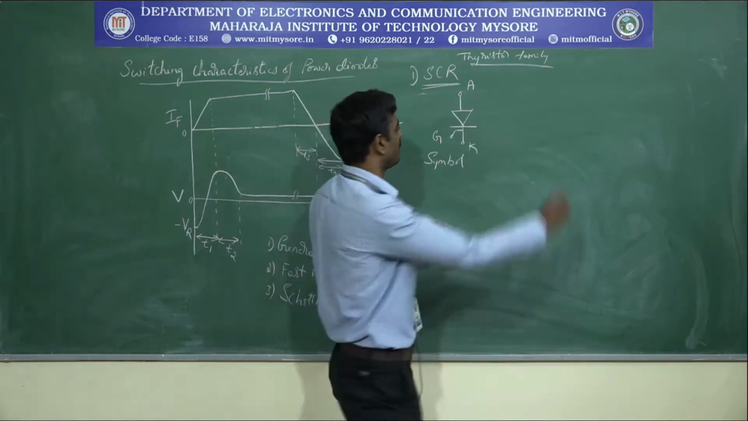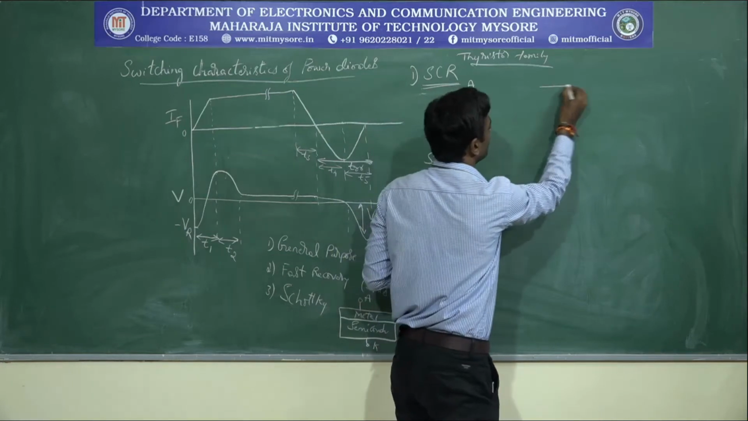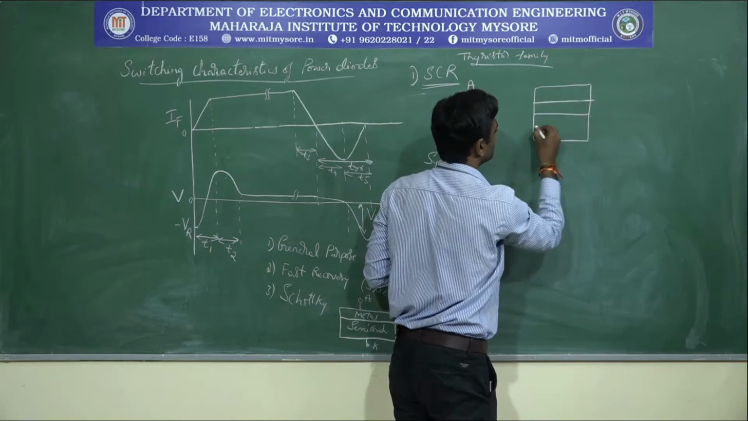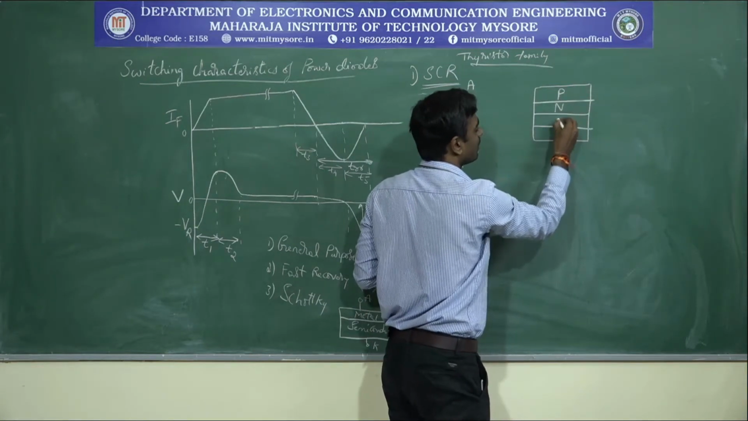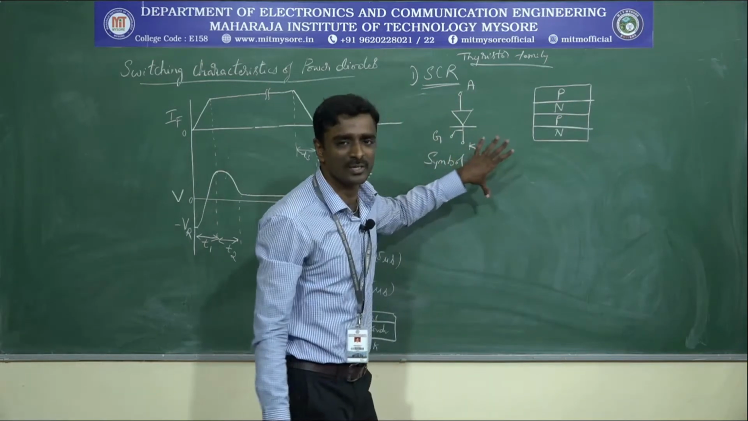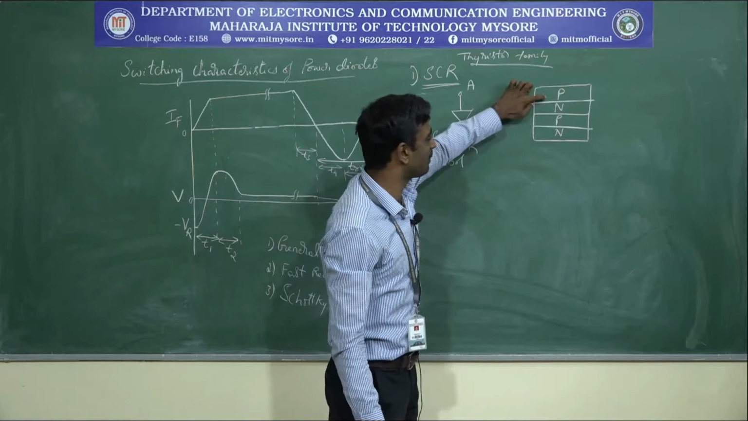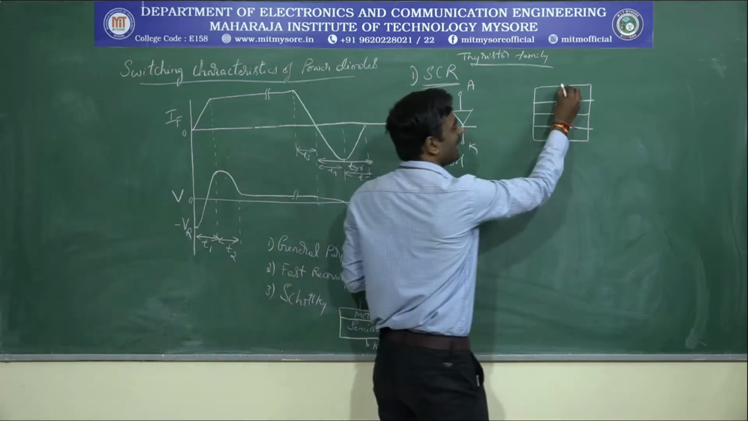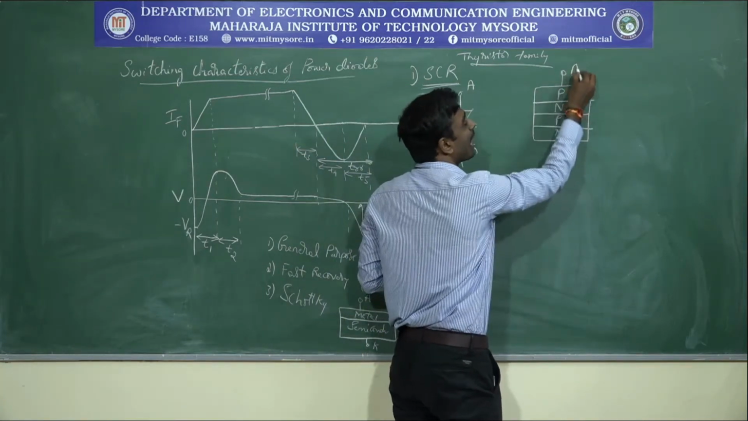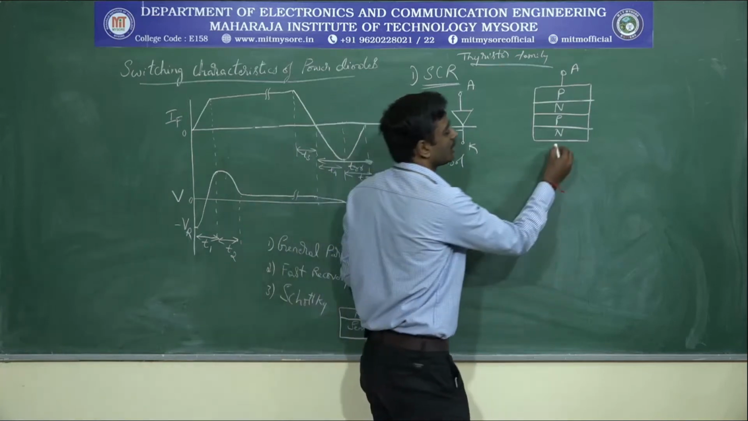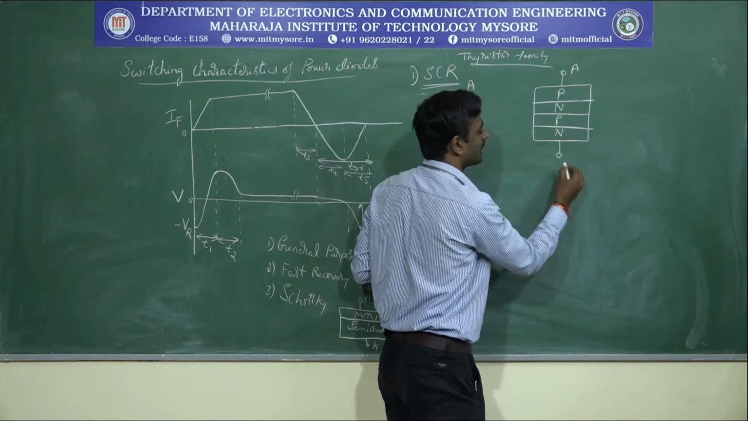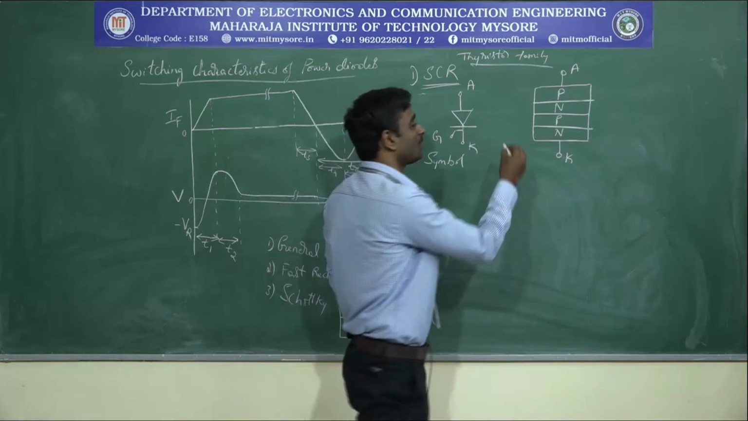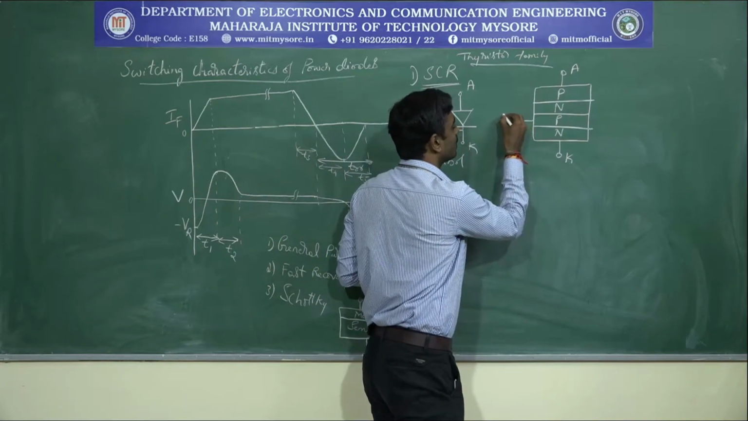Similarly, if you consider the internal structure, it has 3 junctions and 4 layers. It is a 4-layer device: a P layer, N layer, and again a P layer and N layer. The top P layer is connected to the anode terminal, the N type layer is connected to the cathode terminal, and the gate drive is connected to the P type material.